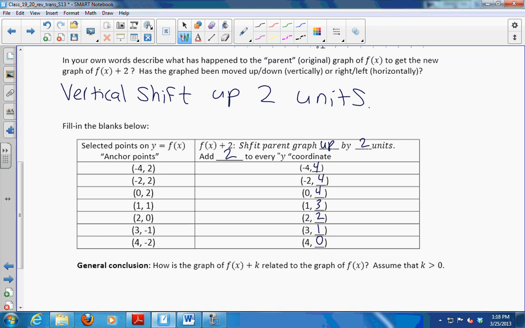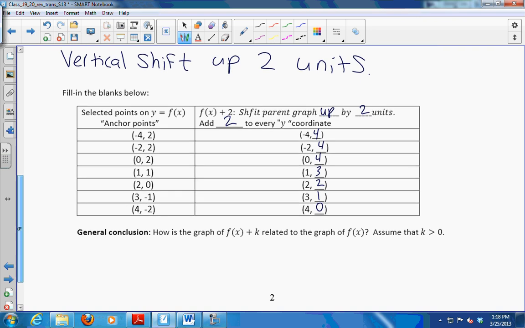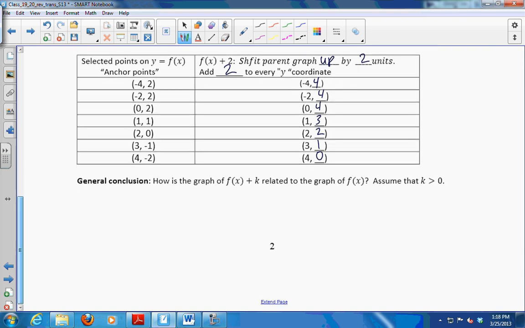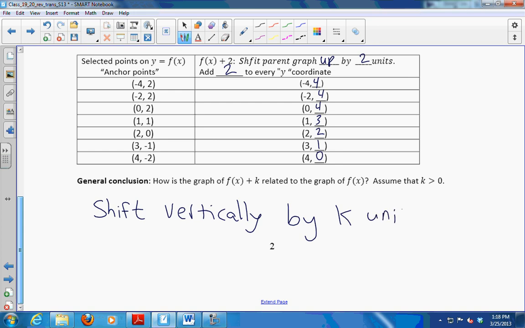The same shift happens for any value k. You do f of x plus something, and then it always is going to shift up. Shift vertically by k units. So if you just tack on a number at the end, it's going to make it move everything up.